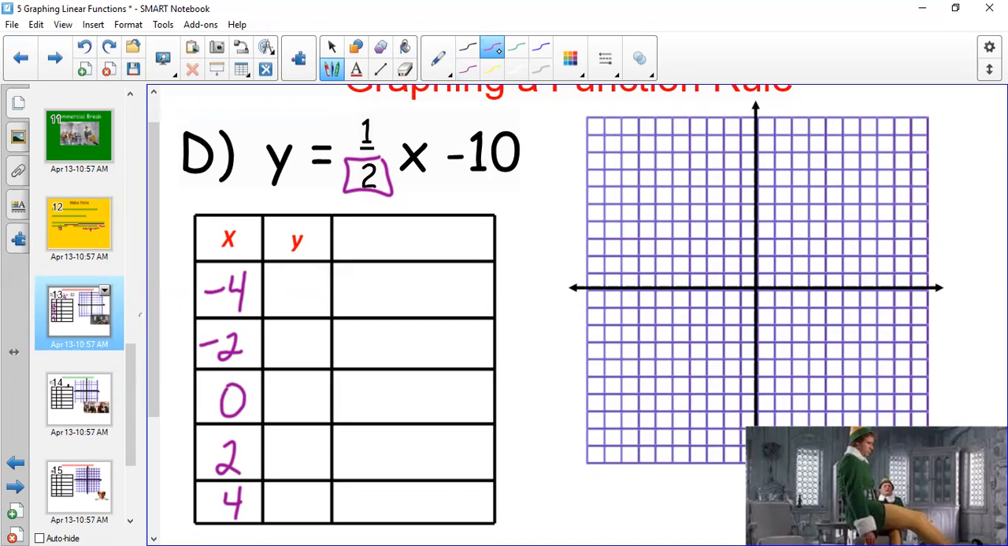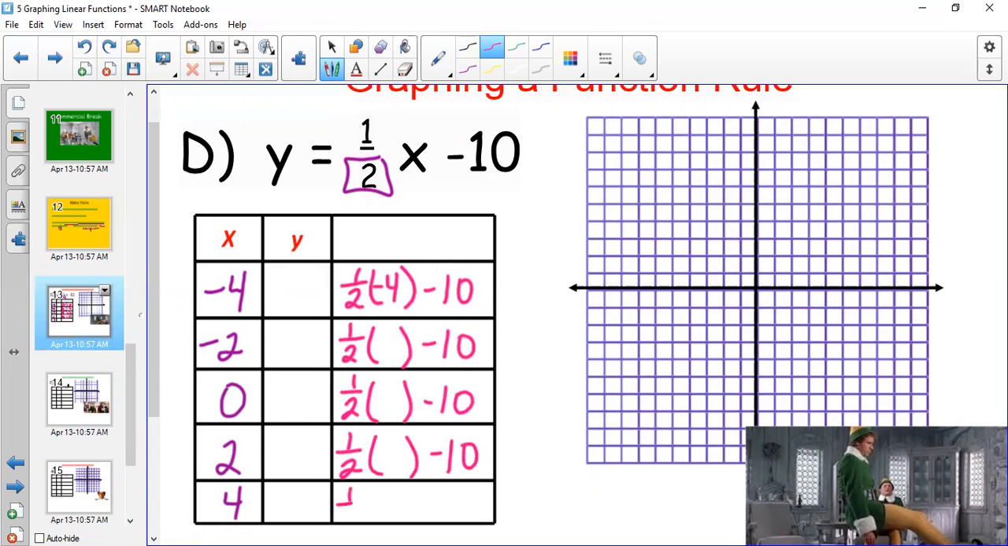Okay, now if you want to use a calculator, feel free to use a calculator. A lot of you guys don't have to when you take a half of a number. So I'm going to do a half times something minus 10.